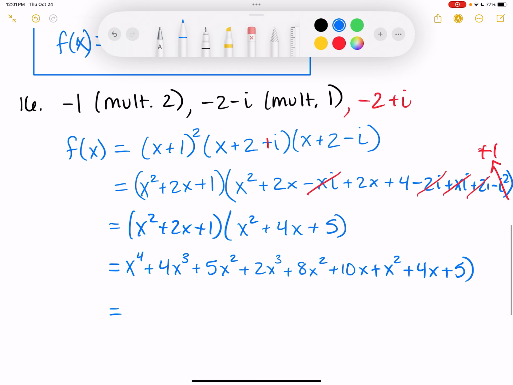So then combine like terms, I've got x to the 4th plus 6x cubed plus 14x squared plus 14x plus 5. Is that what y'all got?